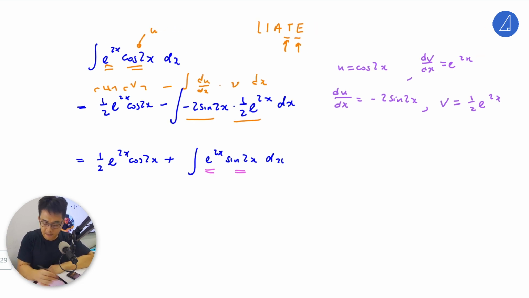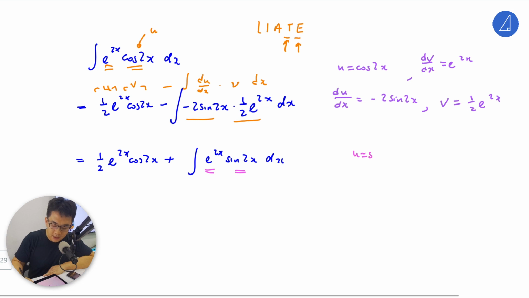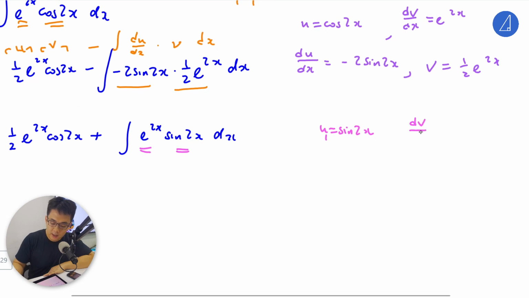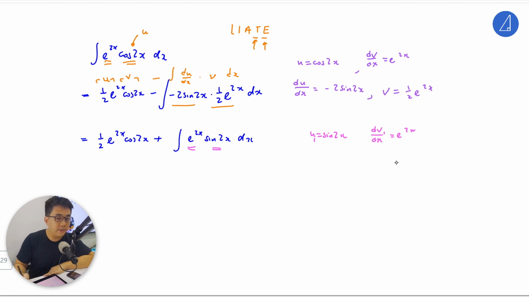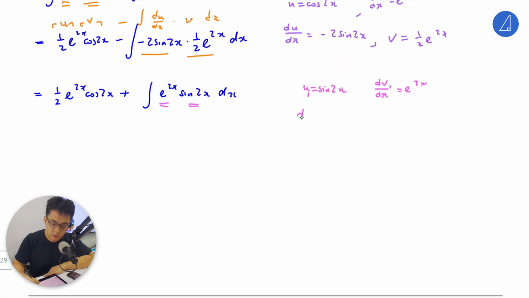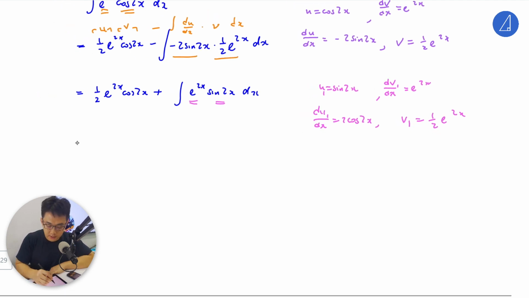So in this round, you similarly let u equal sine 2x. Maybe you put the label u1. Then dv/dx equals e^(2x). Just make sure that if you chose e^(2x) as dv/dx the first time, the second one is also dv/dx. You just take the same, or if u is trigo, just keep this one trigo, is what I'm saying. So du1/dx will just be 2 cosine 2x. v1 will be half e^(2x). Is that okay? Great.